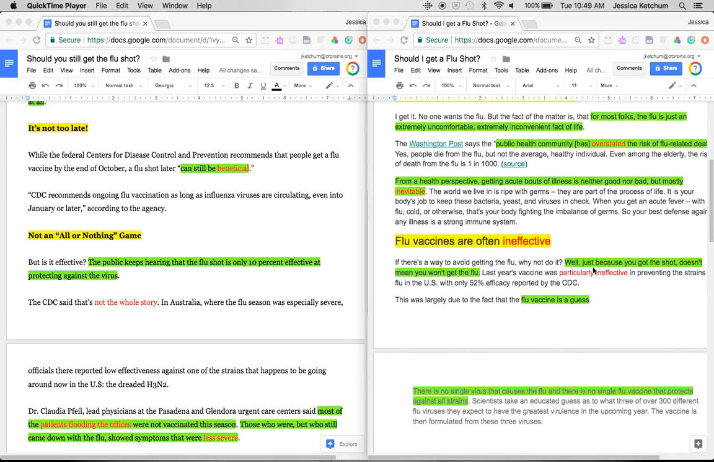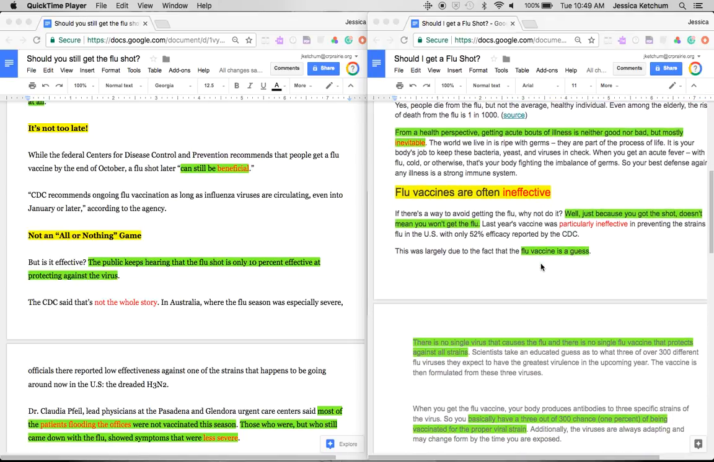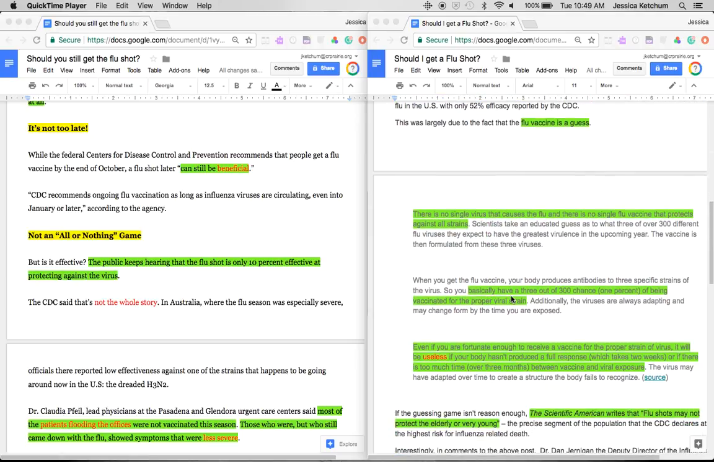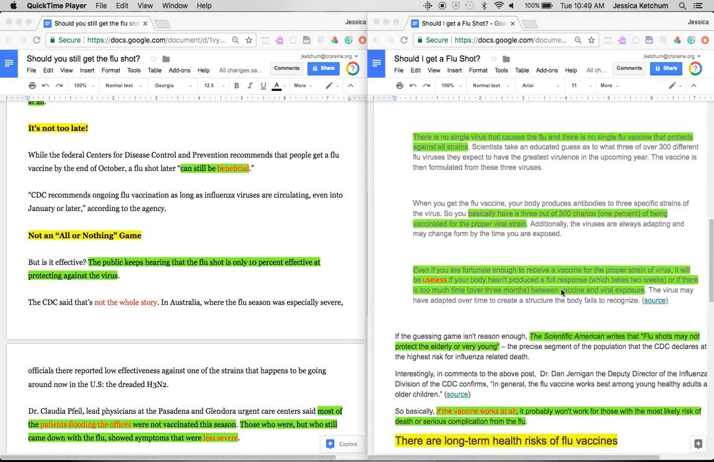Going further, it talks about how just because you get the shot doesn't mean you won't get the flu, that the flu vaccine is a guess, because there isn't just a single virus that causes the flu. Instead, there's lots of different ones. So basically, when they try to cover 3 out of the 300 possible strains, you only have a 1% chance of getting it right. And that basically it's going to be useless if you don't get it at the right time.